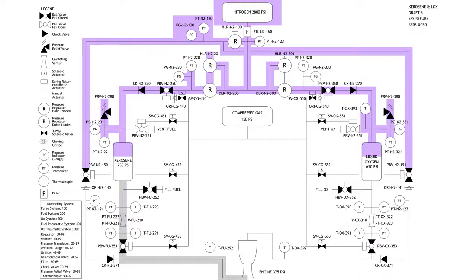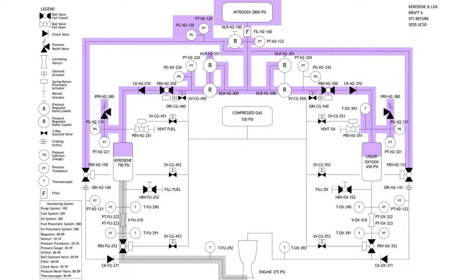All right. So now I'm going to go into the last part of the system. This is basically a cutoff system from the rest. You can see that it has a different feed. It says compressed gas, 150 psi.